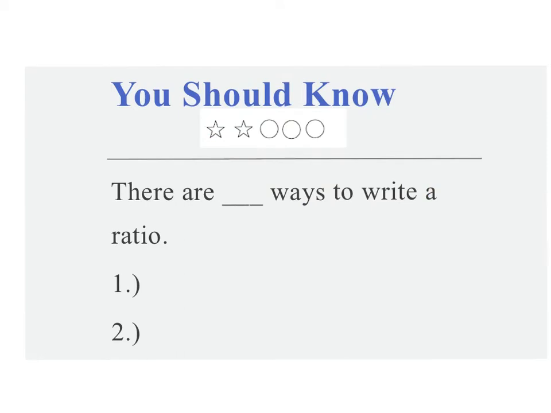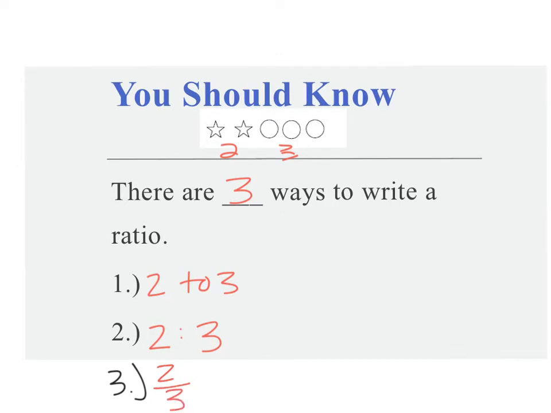So something you should know is that there are 3 different ways to write a ratio. If we're looking at that same problem where we had 2 stars and 3 circles, it can be written as 2 to 3. It can be written as 2 colon 3. And the third way that it can be written is as a fraction, 2 over 3. So you can write it in words, you can write it with a colon, and you can write it as a fraction.